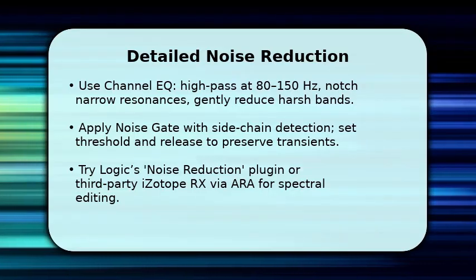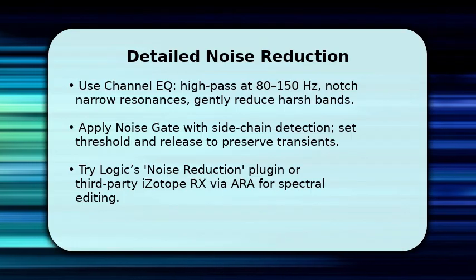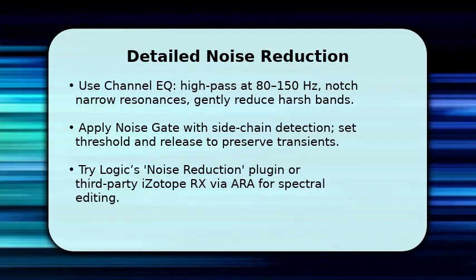Insert channel EQ and apply a high pass around 80 to 150 Hz to remove low rumble, then sweep a narrow notch to find and tame resonant frequencies. Once that's doing work, add a noise gate and use sidechain detection if you need it to ignore low-level bleed. Set threshold so transients remain intact and adjust release for natural decay.